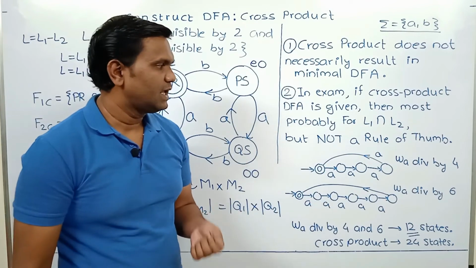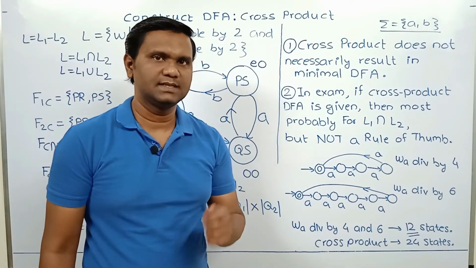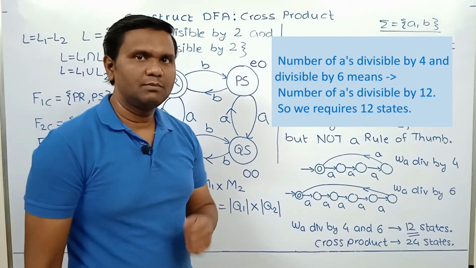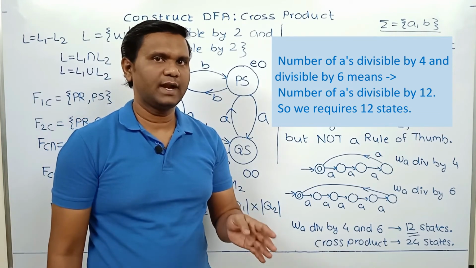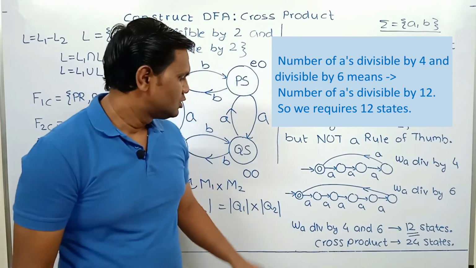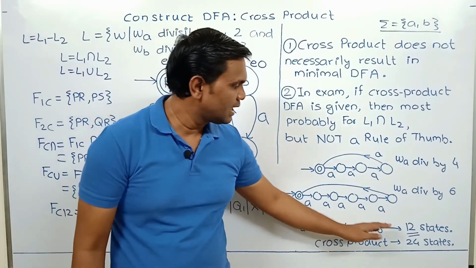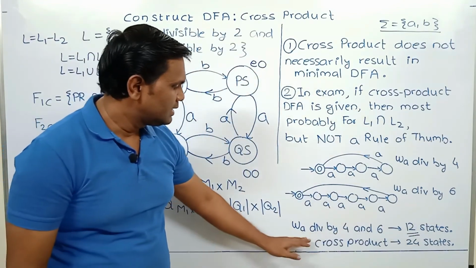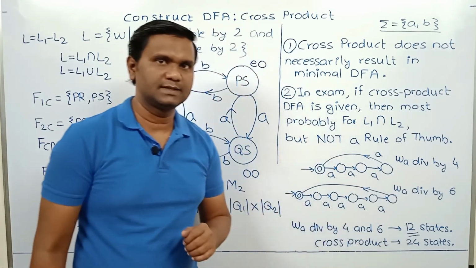Now if we consider language number of A's divisible by 4 as well as by 6, in that case, we will require 12 states. LCM of 4 and 6 is 12. So the minimal DFA for number of A's divisible by 4 and 6 will require 12 states. But if we take cross product, then the cross product will require 4 into 6 equal to 24 states.